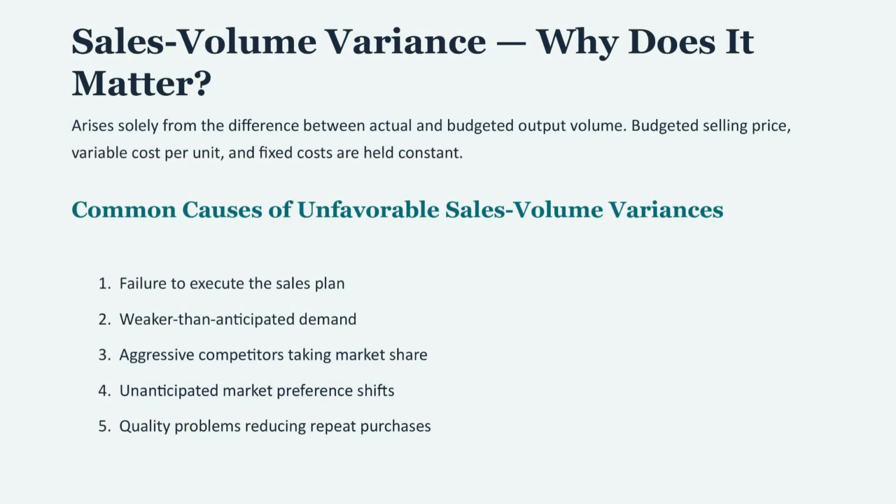Sales volume variance isolates effects of output differences. It arises when actual volume deviates from budgeted levels, holding price and costs constant. Common causes include failure to execute sales plans, weaker demand, aggressive competition, market shifts, and quality problems. Understanding these helps managers correct course early.